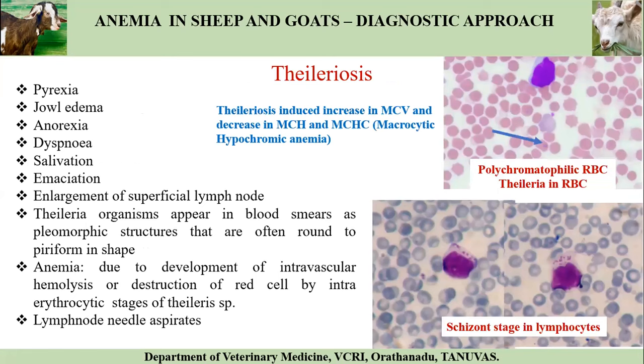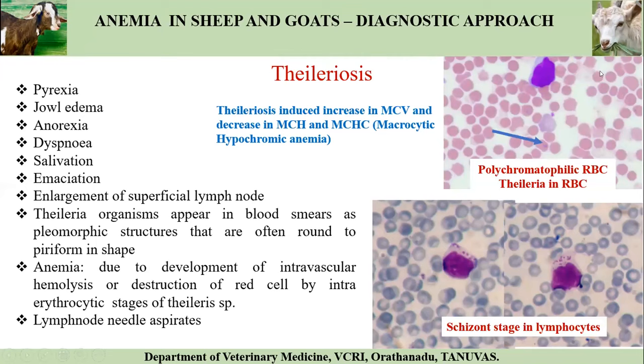Then moving to theileriosis. Theileria species are tick-vectored protozoan parasites. In the erythrocytic piroplasm stage, this parasite causes a variable hemolytic anemia in sheep and goats. Suspected animals show signs of pyrexia, jowl edema, anorexia, dyspnea, salivation, emaciation, and particularly enlargement of the superficial lymph nodes. In sheep and goats, Theileria luwenshuni and Theileria uilenbergi or Theileria species are reported. Theileria organisms appear in the blood smear as polychromatophilic structures that are often round to pyriform in shape.